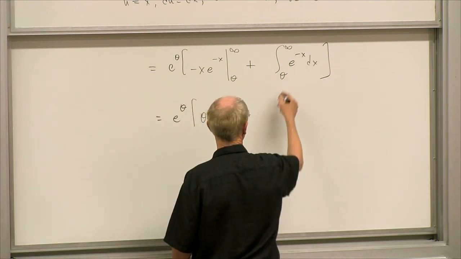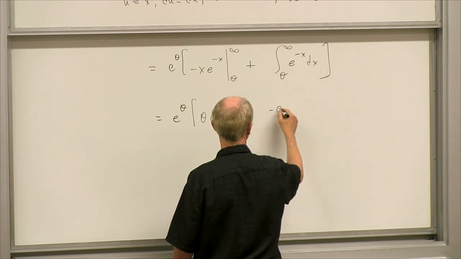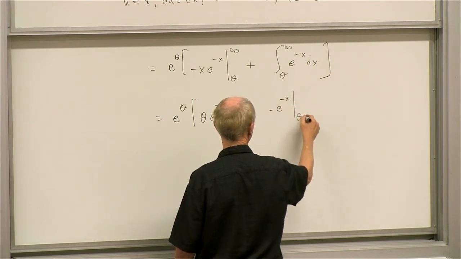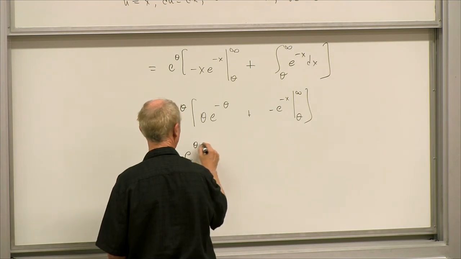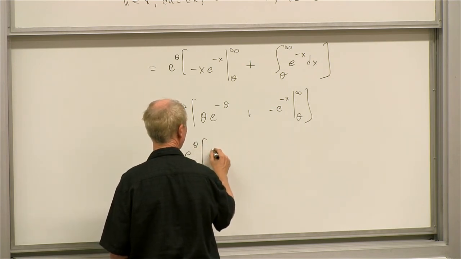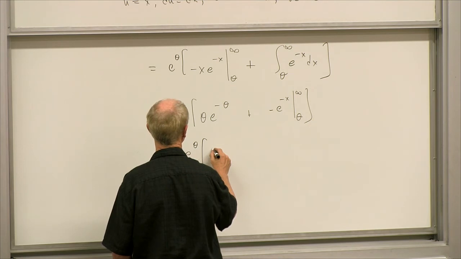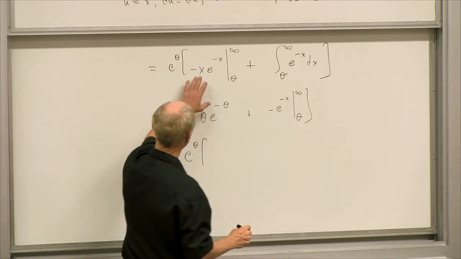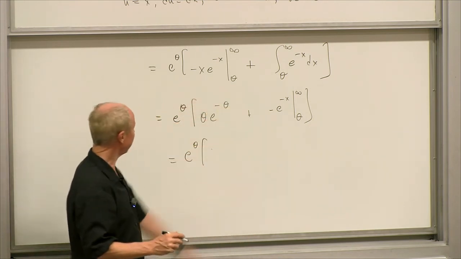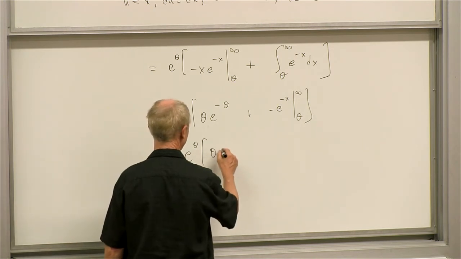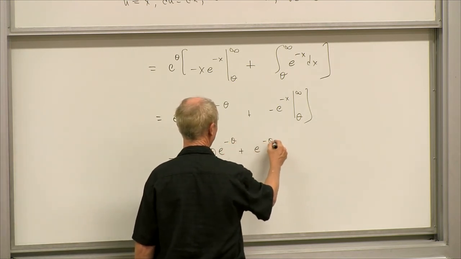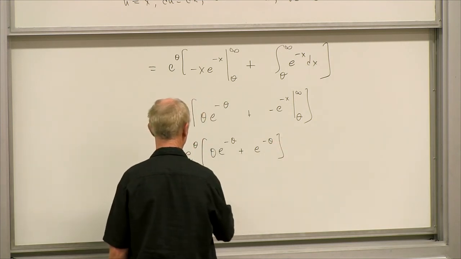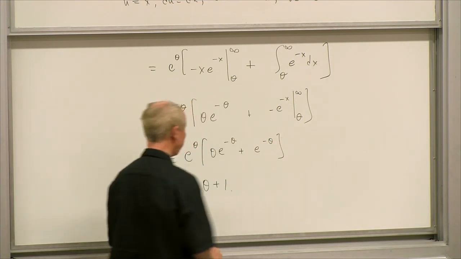And then here we get the integral of e to the minus x, which is minus e to the minus x, evaluated between theta and infinity. And we get e to the theta. Why is it not negative theta? Where, here? Because we subtract at the bottom end. Okay. Theta e to the minus theta, and here we get plus e to the minus theta. And so this becomes theta plus 1. So the mean is theta plus 1.